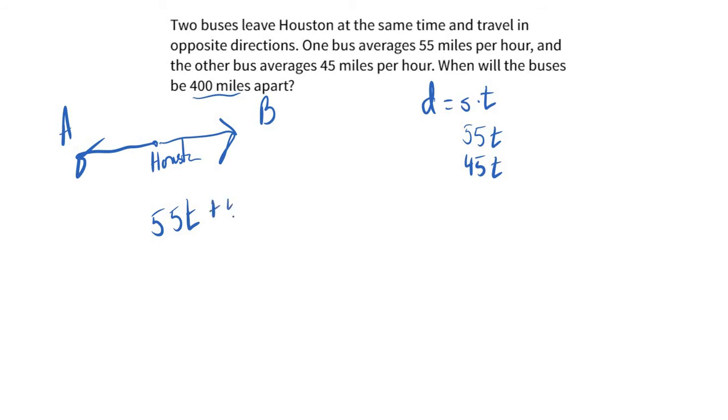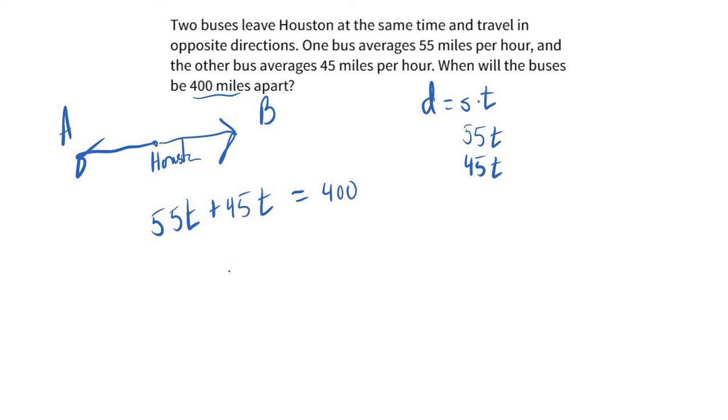So I'm going to add these together. Remember, this is the distance of bus A plus the distance of bus B. When are those two distances combined going to be 400 miles? Hey, I've got a basic equation now. That's easy to solve, right?